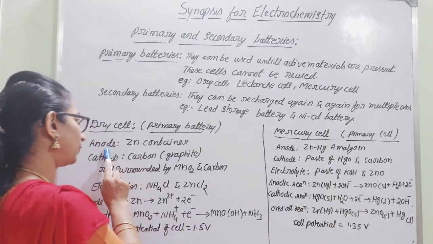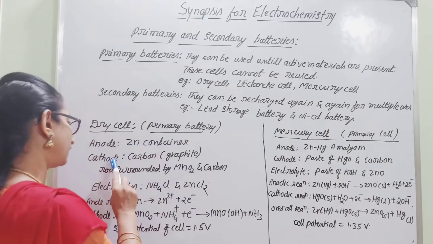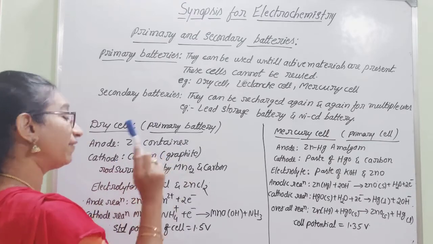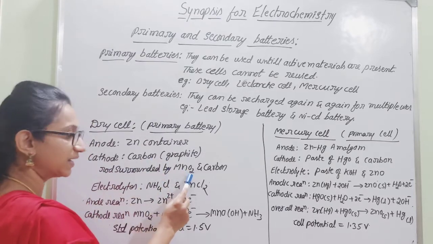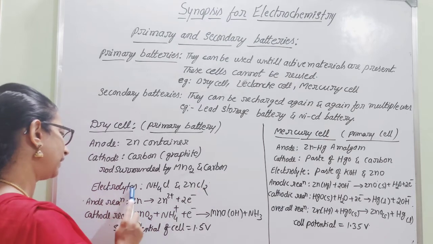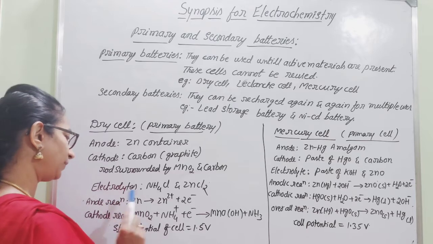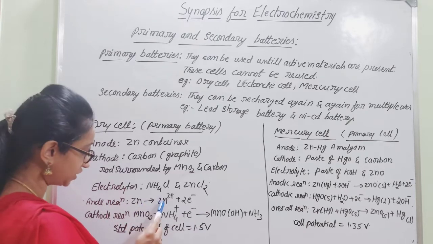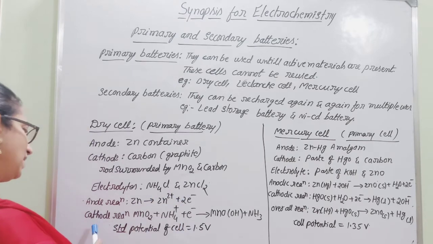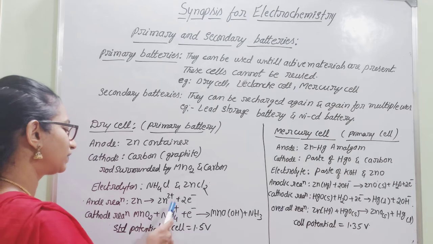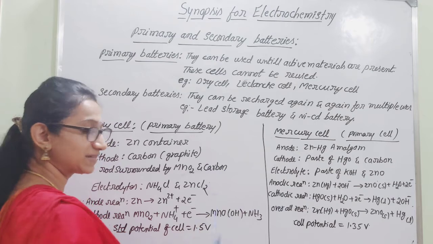In the dry cell, the zinc container is acting as anode, and carbon graphite is acting as cathode. Of course, here the carbon rod is surrounded by manganese dioxide and carbon. The electrolyte composition is ammonium chloride and zinc chloride. In the anodic reaction, zinc undergoes oxidation, Zn converting to Zn2+ with the liberation of 2 electrons. In the cathodic reaction, MnO2 combines with NH4+ along with an electron to give MnOOH plus NH3.